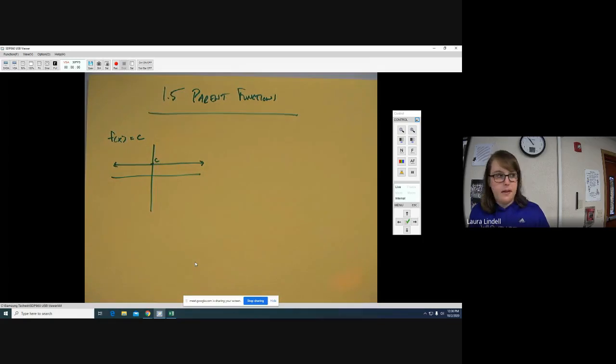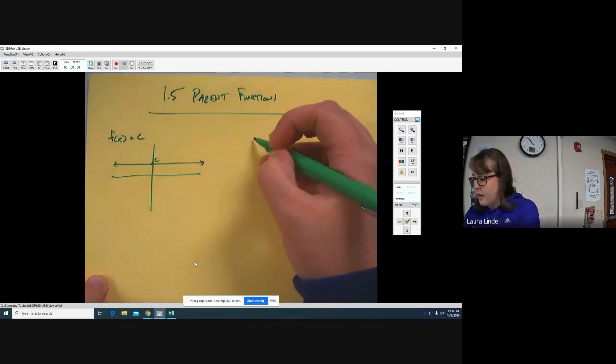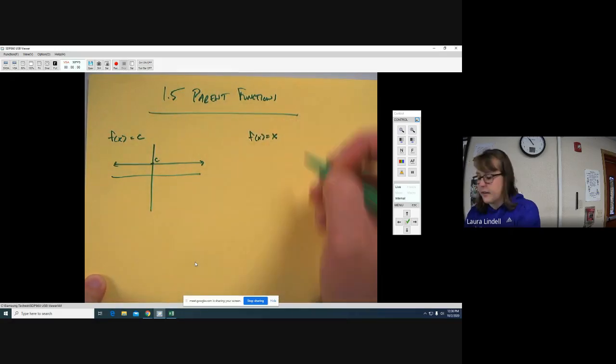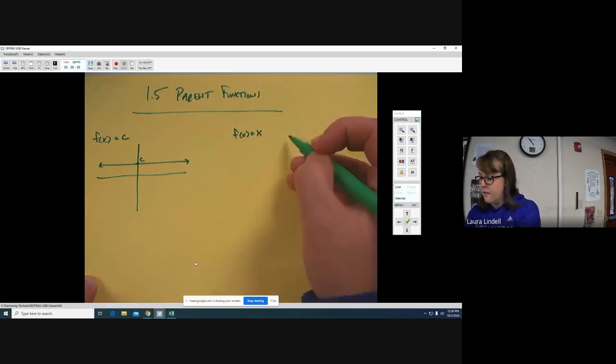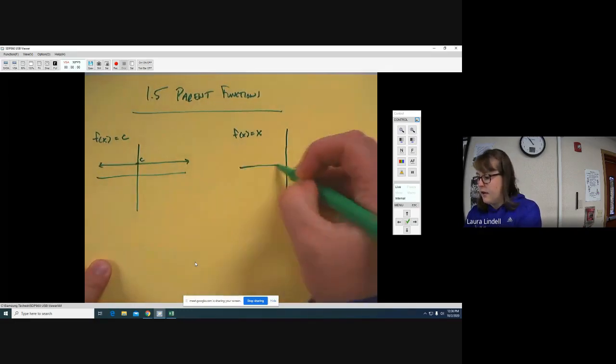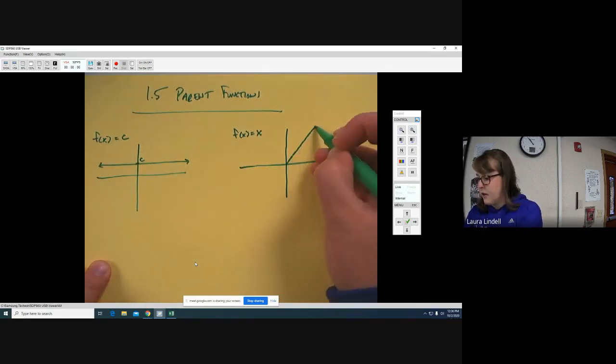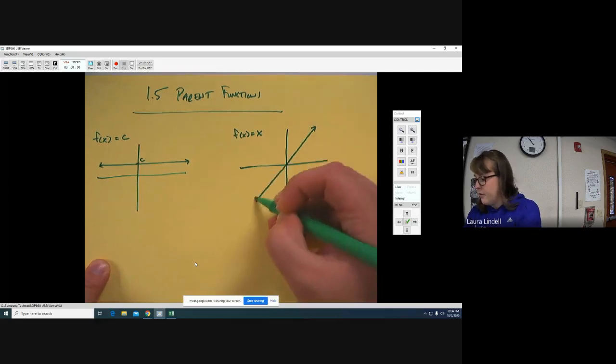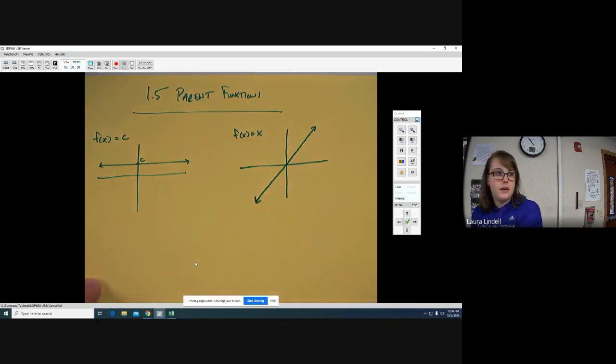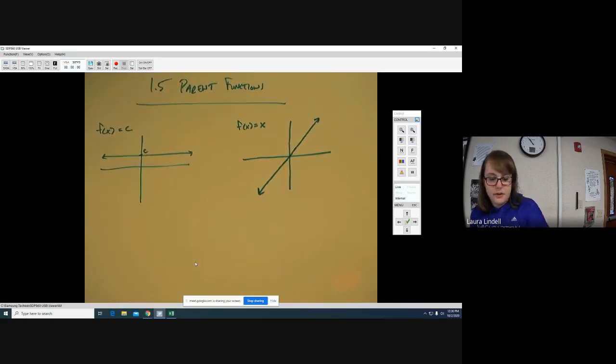All right. And then the next level of parent function is a linear function, f of x equals x. So that's just your standard non-transformed line that goes through the origin with a slope of 1. So that's your basic line function.